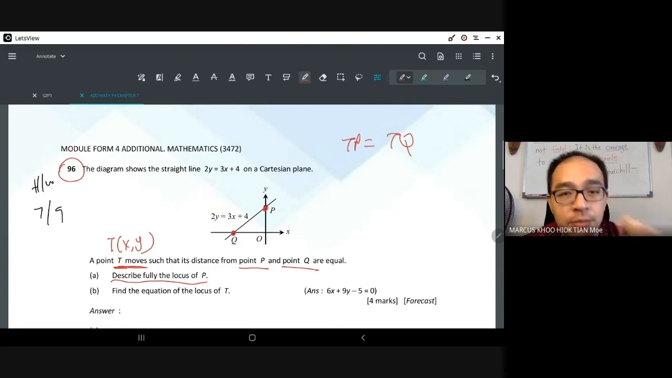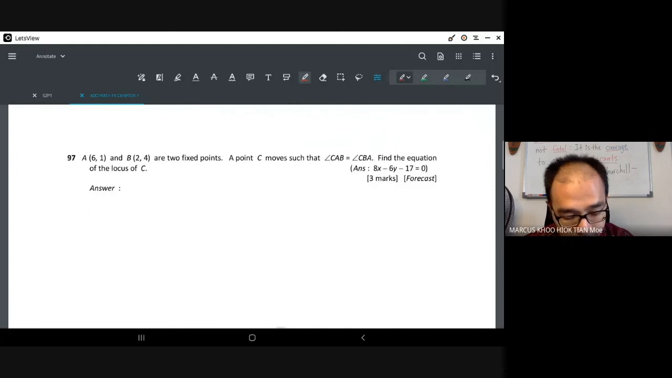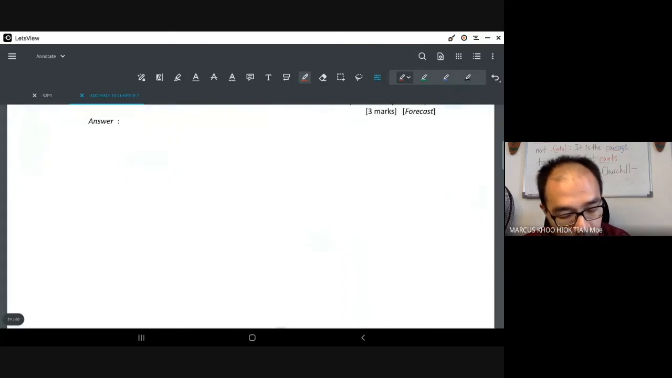Ini saya mau kamu fikirkan. I taught you this a few classes ago dan saya tidak mau ulang balik. You should know how to find the point P and point Q. So question number 96 is your third homework for the day. All right, last question, and then we'll call it a day.